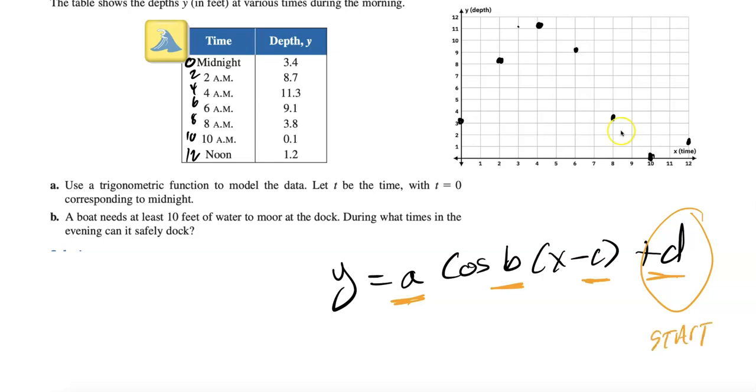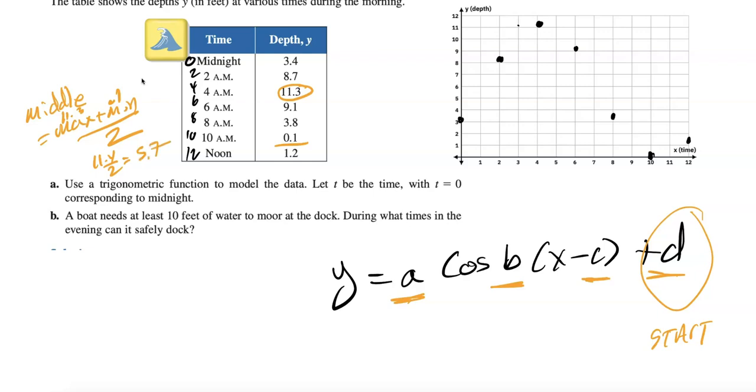So you want to find out what the middle of this graph is. The middle of anything, you take the max plus the min and divide by 2. Our max here is 11.3 plus the min 0.1. You get 11.4 divided by 2, which is 5.7. So that's your middle. Around 5.7 is the middle of our graph.